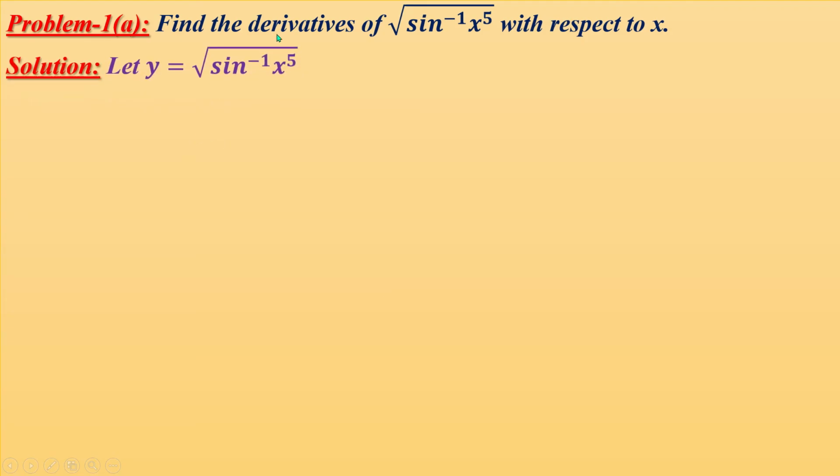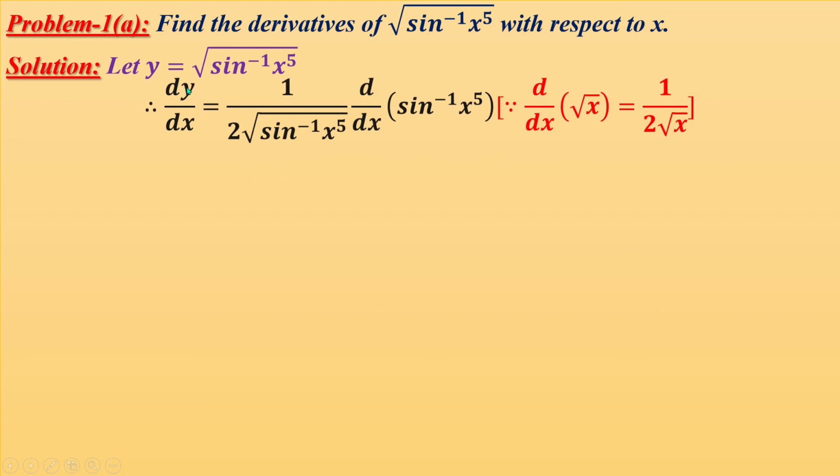Problem 1a: find the derivative of the square root of sin inverse x to the power 5 with respect to x. At first we let y equal to this, or we can differentiate directly, no problem. Therefore d/dx of y, we differentiate with respect to x. We know the derivative of square root of x is 1 divided by 2 root x. This formula is used here, as here is sin inverse x, so here will be 2 square root of sin inverse x to the power 5.